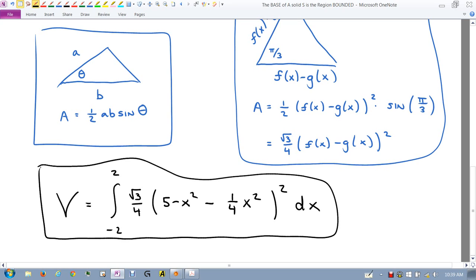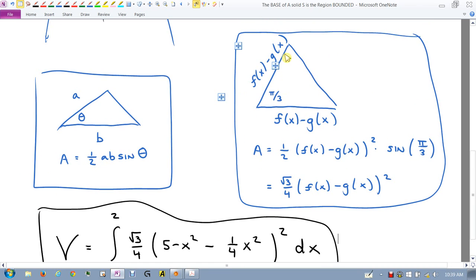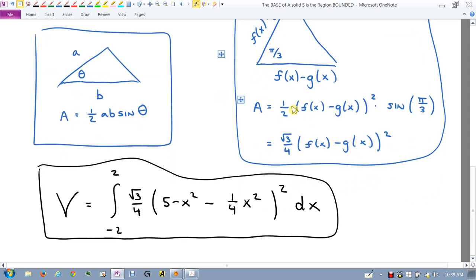Do y'all have any questions over this setup? Yes. Equilateral triangle, all sides are the same, means all angles are the same. There's 3 angles in a triangle. They have to add up to be 180 degrees. So each one of them is 60 degrees. Pi over 3 is 60 degrees. We're clear?